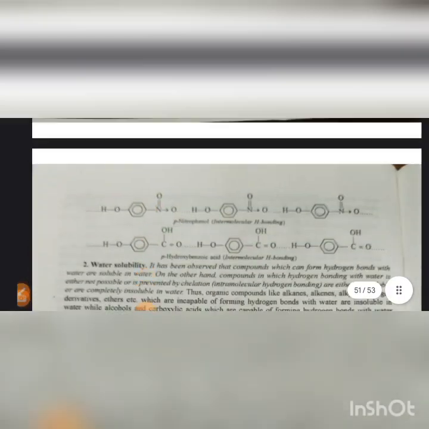For example, ortho-dihydroxybenzene melts at 377 Kelvin while para-dihydroxybenzene, that is hydroquinone, melts at 442. Similarly, ortho-chlorophenol boils at 446 Kelvin while para-chlorophenol boils at 493 Kelvin.